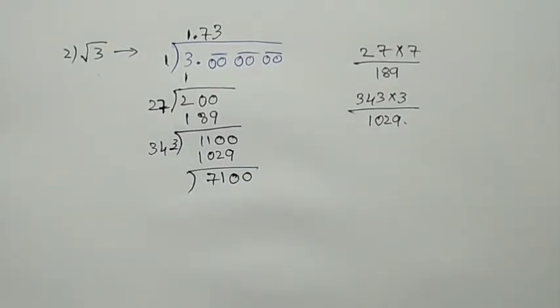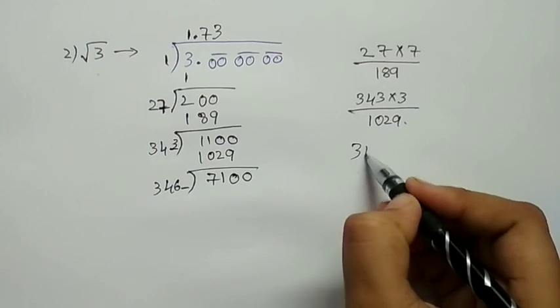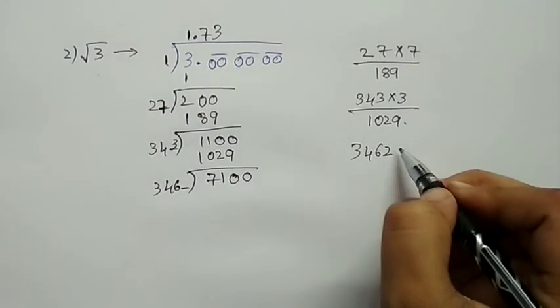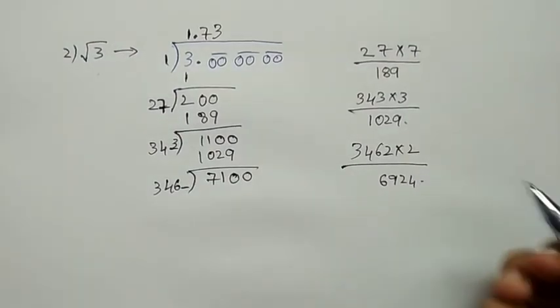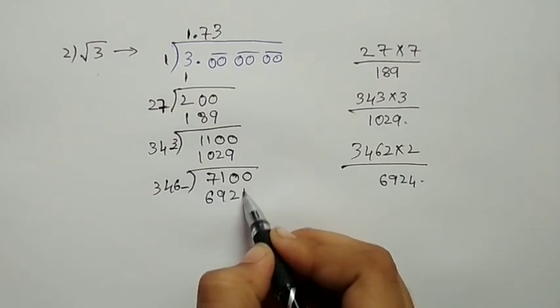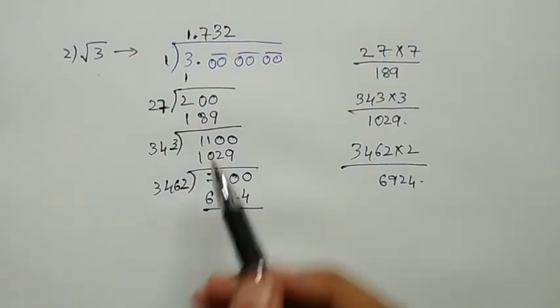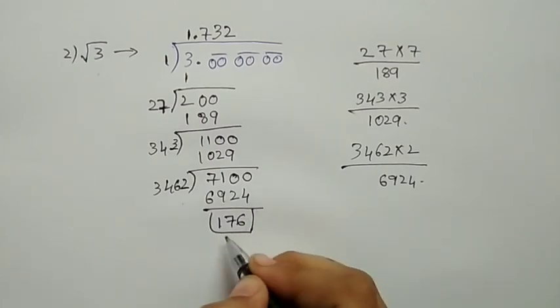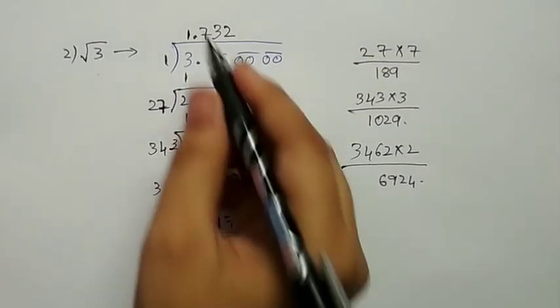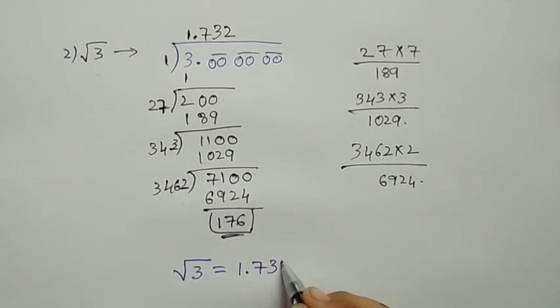Double of 173, that is 346 and a number. Now 346 and taking a 2, 3462 into 2 is 6924. The remainder is 176. Let's stop here as we got 3 numbers. Now the root 3 value will be 1.732.